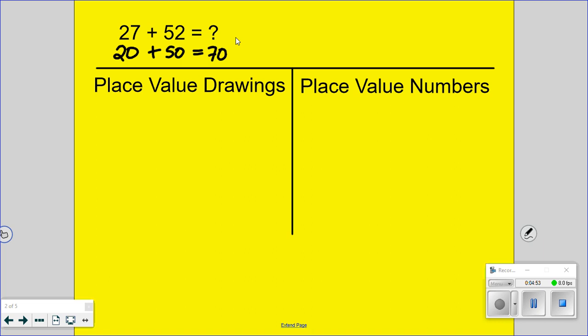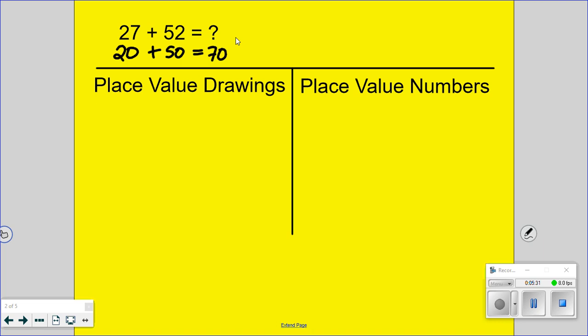Now notice that we went from 27 down to 20, and 52 down to 50. Do you think 70 is going to be bigger or smaller than our real answer? Don't yell it out, Rachel. Kelly, what do you think? Bigger. You think bigger? Did we make our numbers bigger? So smaller. It's going to be smaller because notice we went 27 down to 20, and 52 down to 50. So we expect our answer to actually be bigger than 70.